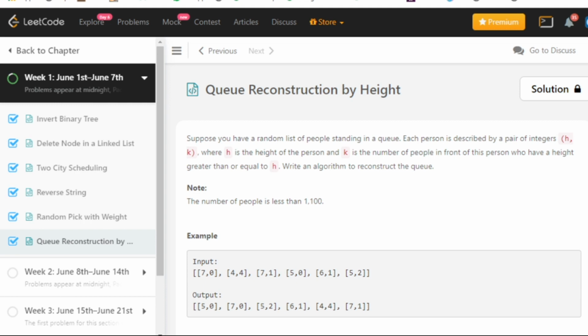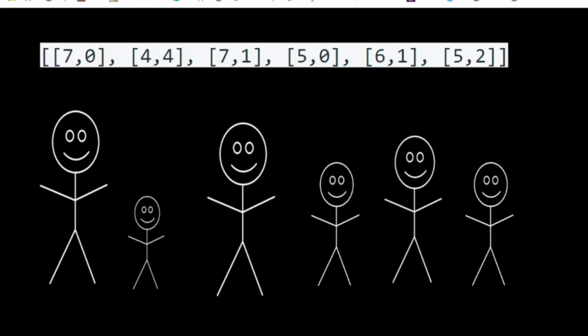What does it mean to reconstruct the queue? This means that every input should be satisfied. For example, in this, the first input is 7 and 0. This means the person having height 7 has 0 people that have height greater than or equal to his. The second input is 4, 4. So this means the person having height 4 has 4 people in front of him that have height greater than or equal to 4. But this condition isn't satisfied as he has only 1 person in front of him.